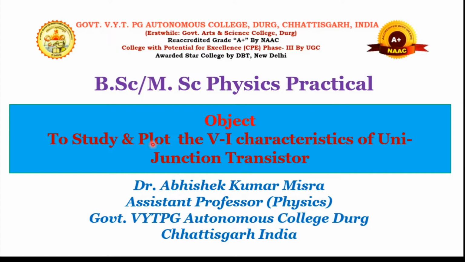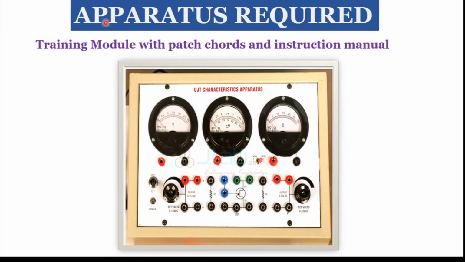Today, I will explain the physics practical of study and plot the characteristic curve for uni-junction transistor. This practical is for BSc and MSc students. The apparatus required for this experiment is training module with patch codes and instruction manual as shown here.